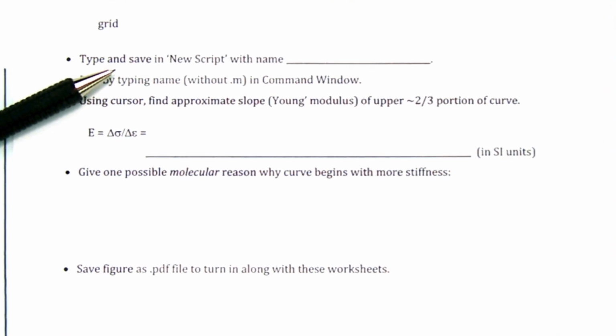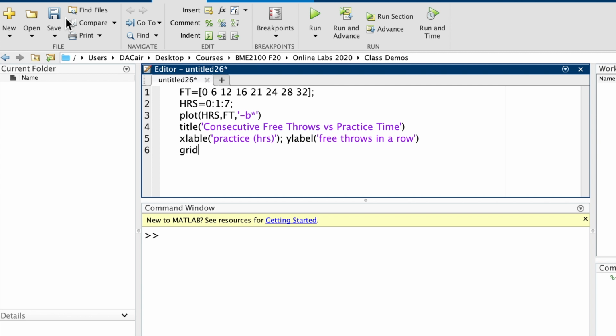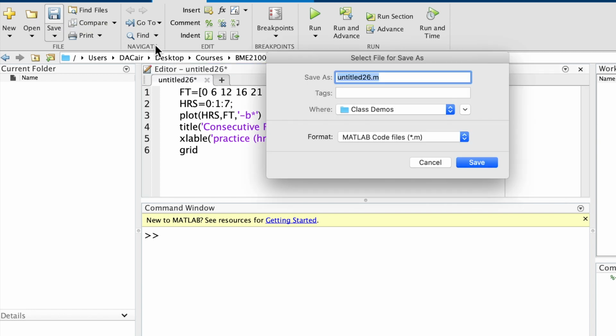Now we want to save this script. We do that in the upper tool strip again by hitting the save icon right here, and up comes a dialog box that will allow us to enter in whatever name we want to save this script with.